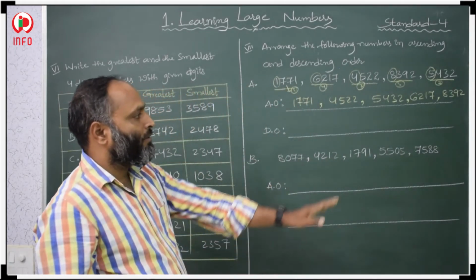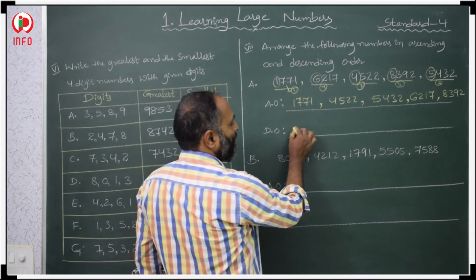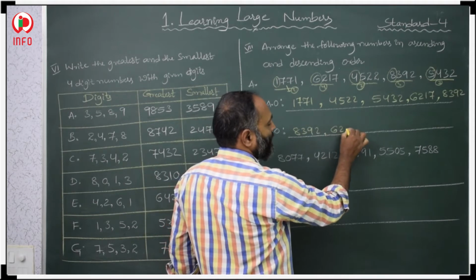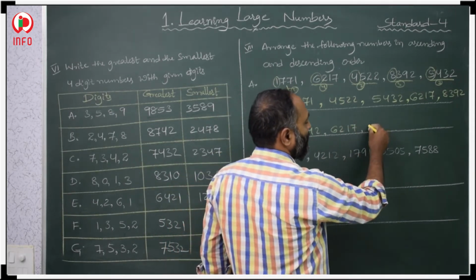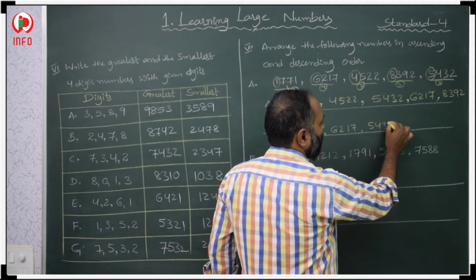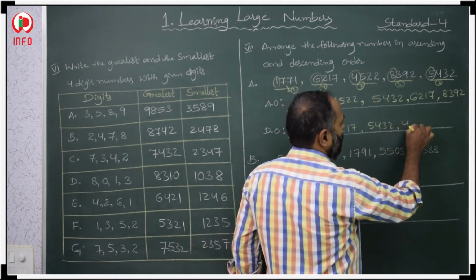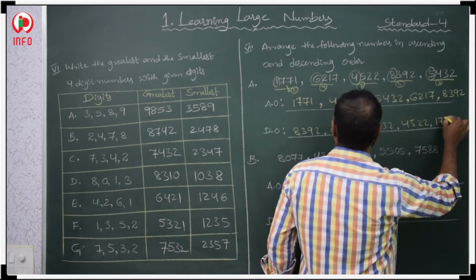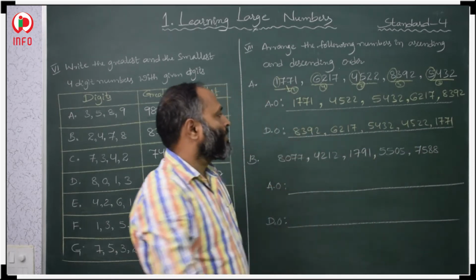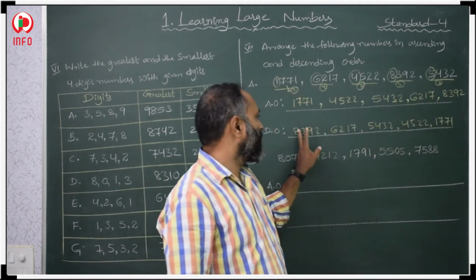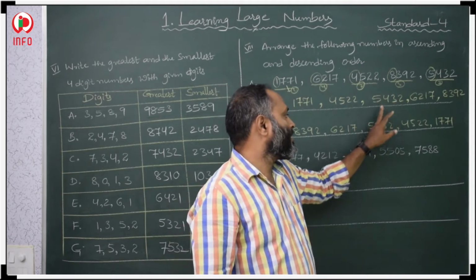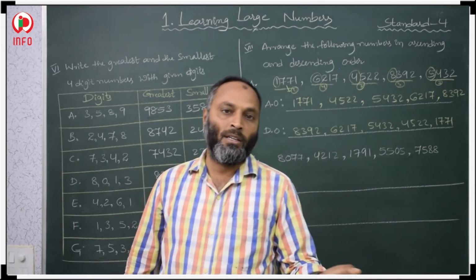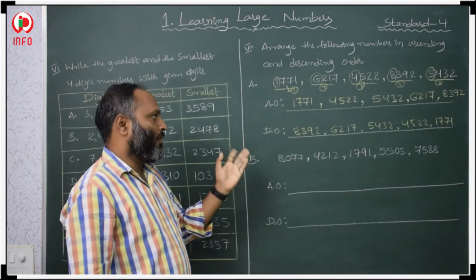And for descending order we have to take the reverse order. The last one here becomes the first one, 8392. The second last one here becomes the second one, 6217. The third one, here also the third one, 5432. Here the second one is the second last one, 4522. Here the first one is the last one. In this order we have to arrange. This is first, this is second, this is third, this is fourth, and this is fifth. Ascending order and descending order are vice versa, which means they are opposite to each other.